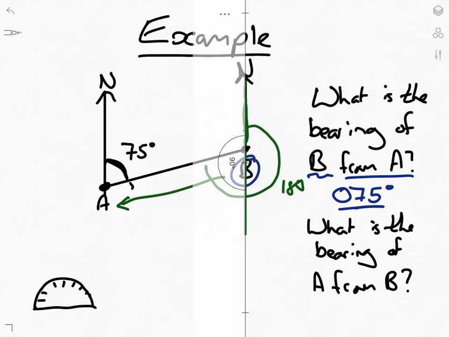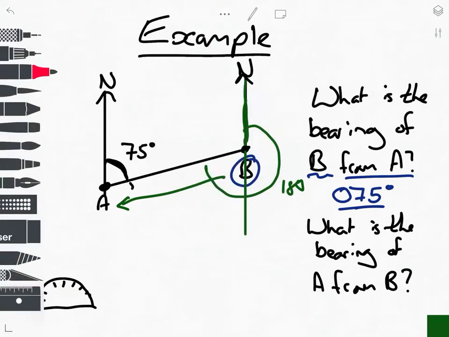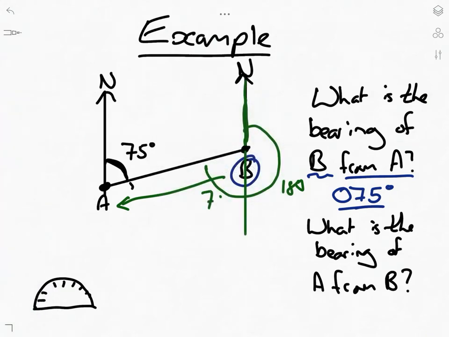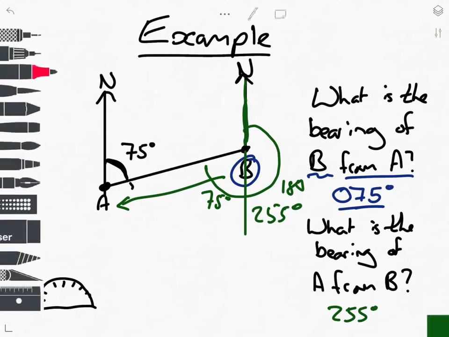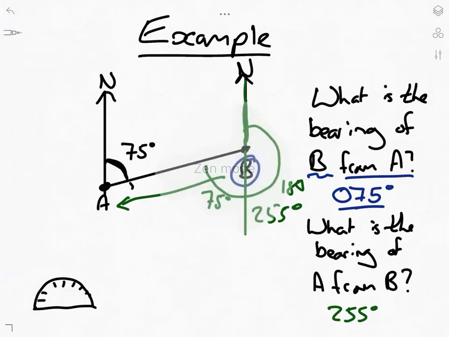And then you can just measure the last little bit and add it on. So this is actually 75 as well. So overall, this whole angle is 255 degrees. And that's already 3 digits, so that's good enough.